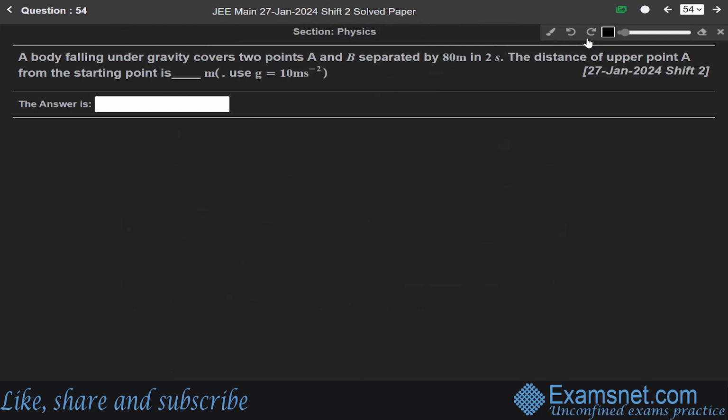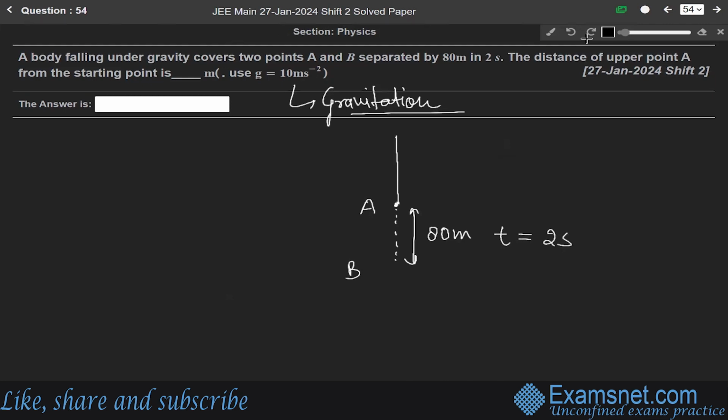This question says that a body falling under gravity covers two points A and B separated by 80 meter in 2 seconds. The distance of upper point A from the starting point is, okay, we have to find the distance. This question is from the chapter of gravitation. There is a body falling under gravity, covers 2 points A and B. The distance between A and B is 80 meter and the time taken here is 2 seconds. So let us say this point is C. We have to find the distance between C and A.